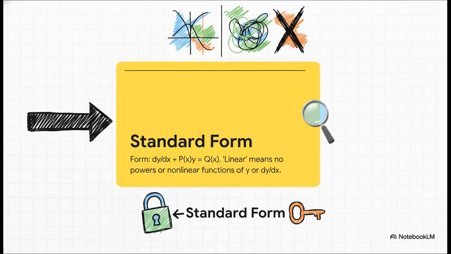And that word linear is super important. It just means you're not going to see any weird stuff like y squared or the sine of y. Our function y and its rate of change are just there as they are. This specific structure, well, it's the key that's going to unlock this entire case.